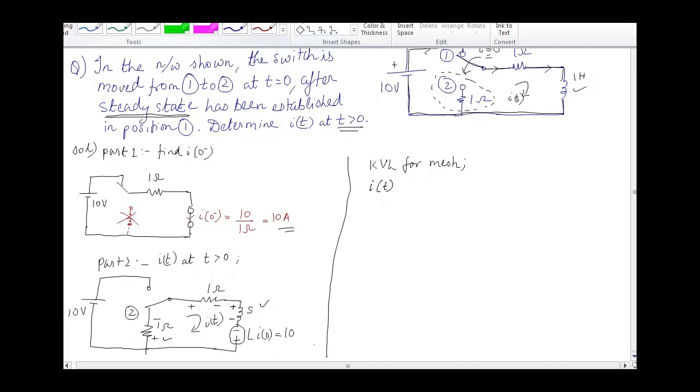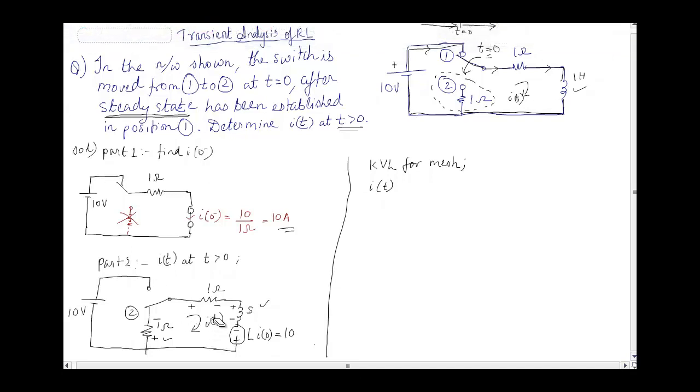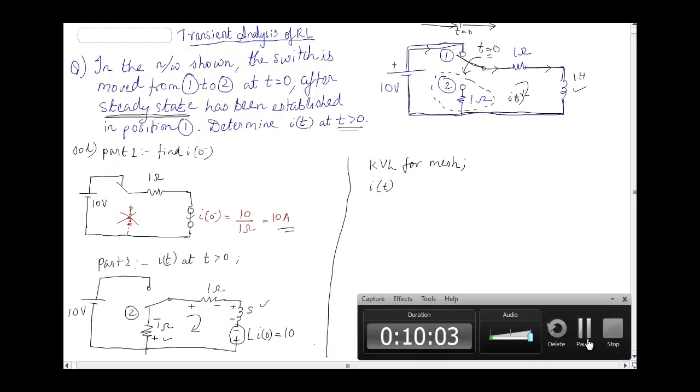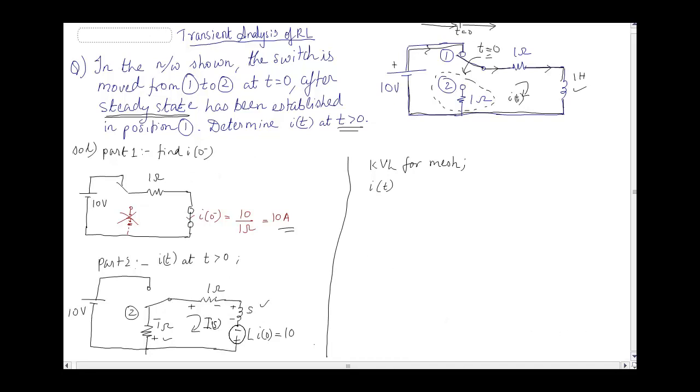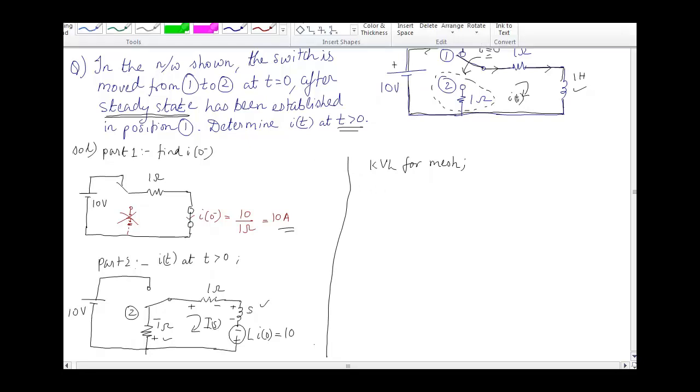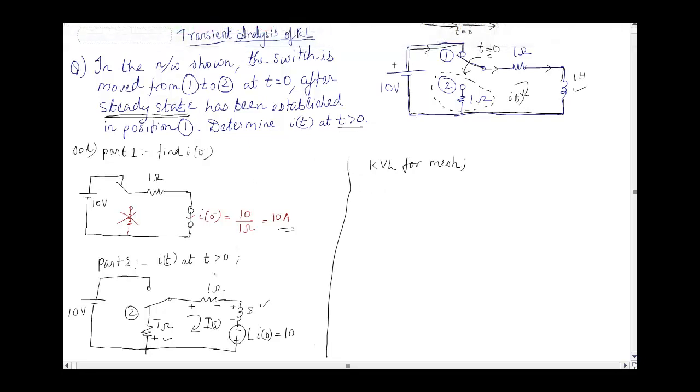Remember this very carefully. The value of I of t becomes the Laplace value of I of t, which is I of s. So I will not be using I of t, I will be using I of s instead. Always remember that is to be done. You cannot solve it with respect to time. You have to solve it with respect to Laplace. Okay. So here I am having I of s.